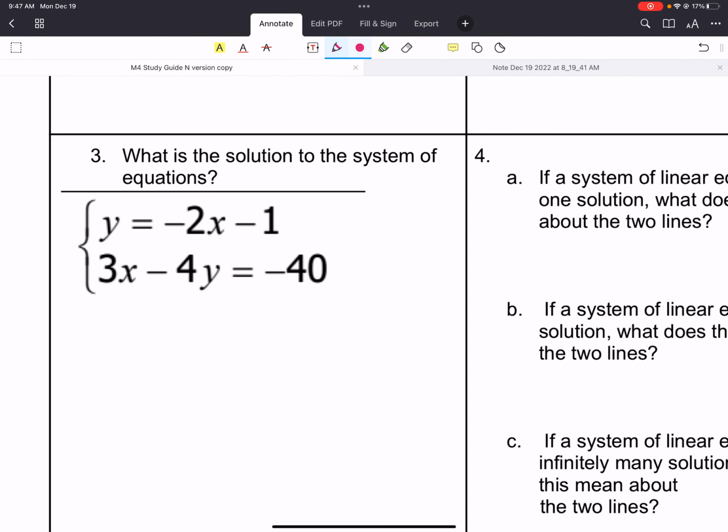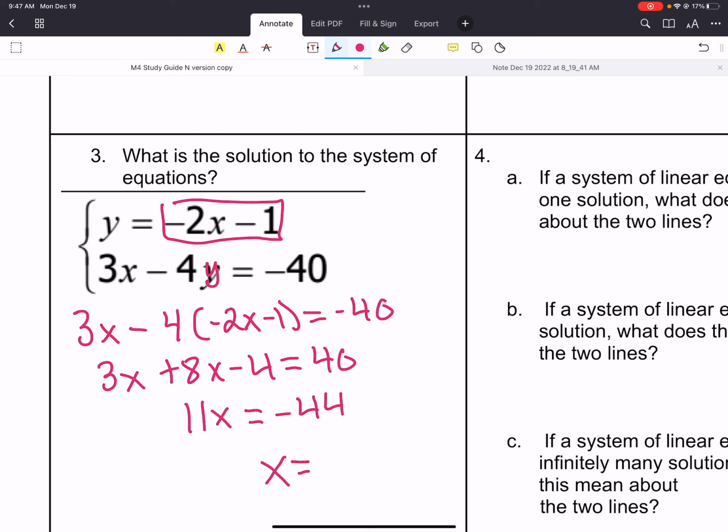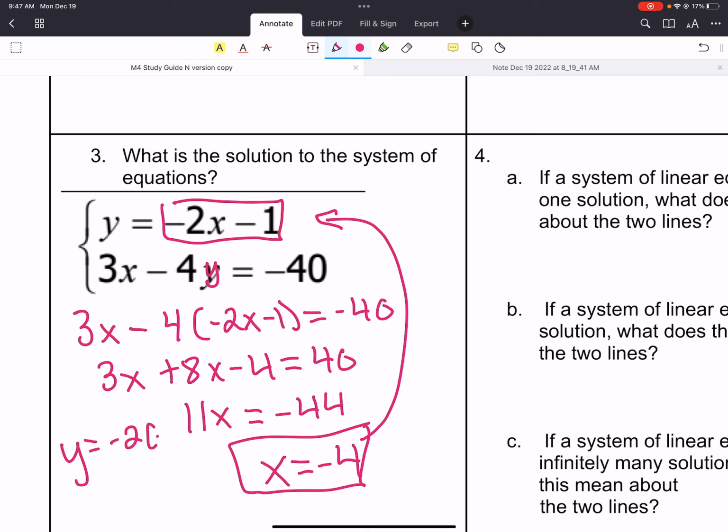Number 3, what is the solution to this system? Again, we're already solved for y, so I'm going to go to that second equation anywhere I see a y. I put in negative 2x minus 1. When I distribute, 8x minus 4 equals 40. So 11x equals negative 44. x equals negative 4. Now I'm going to take that and go there. So y is equal to negative 2 times negative 4 minus 1. So that'd be 8 minus 1, which is 7. So negative 4, comma 7.